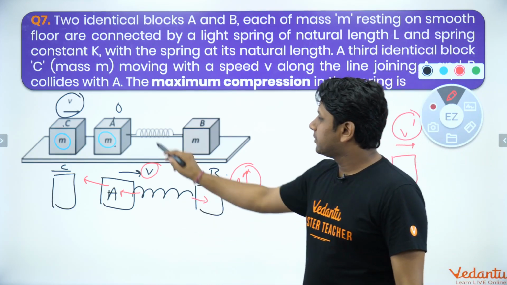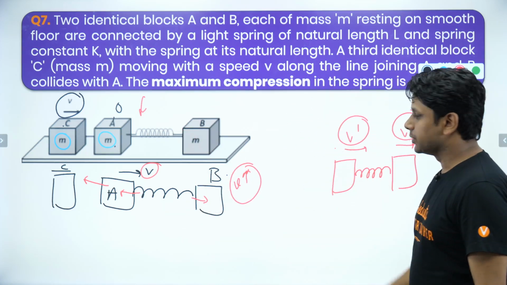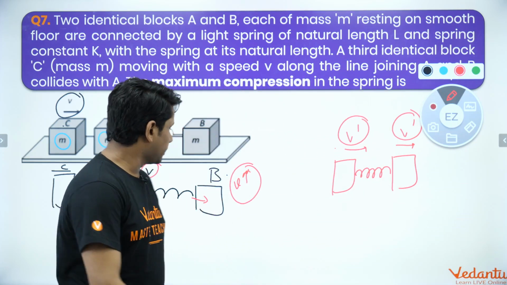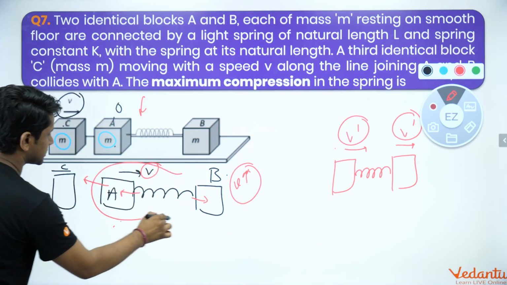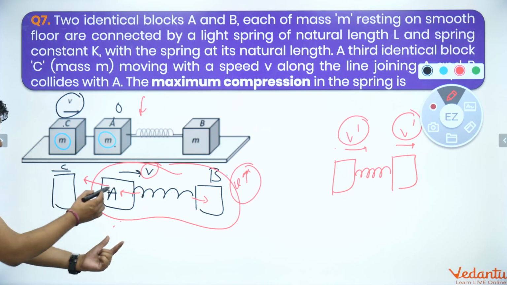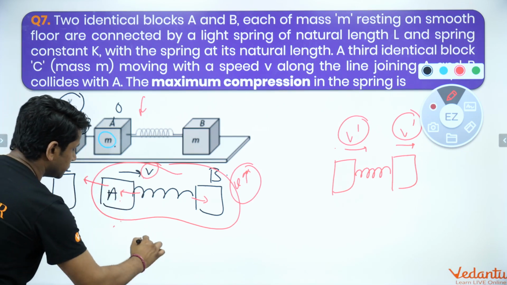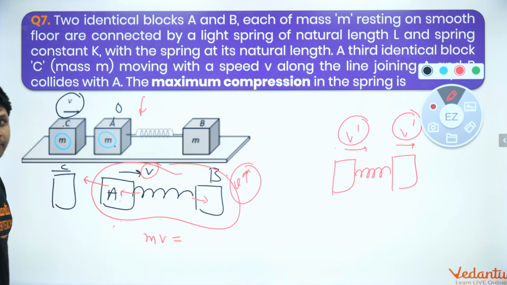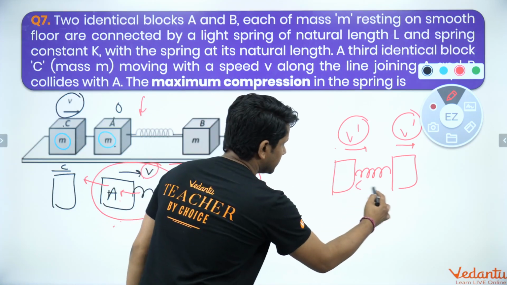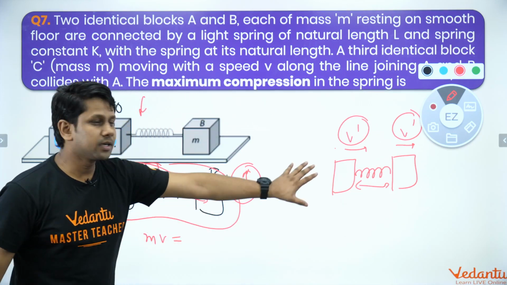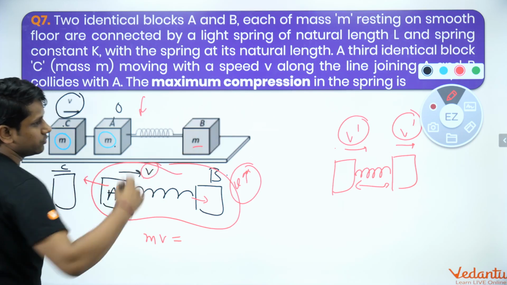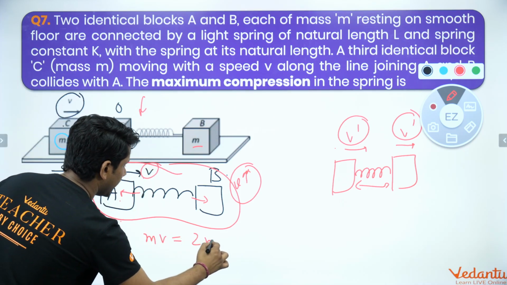Conserve the momentum between this situation and this situation. In this situation, बच्चों, what is the initial momentum of this system? Consider this whole system together. What is the initial momentum of this system? M into V, because only A is moving. So M into V, initial momentum. Final situation में यहाँ पे at maximum compression, this is your X max situation. What is the final momentum? M into V dash plus M into V dash. That is 2M V dash.